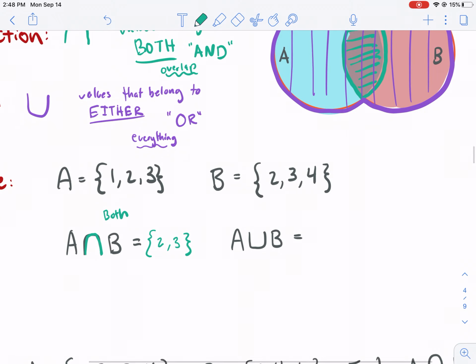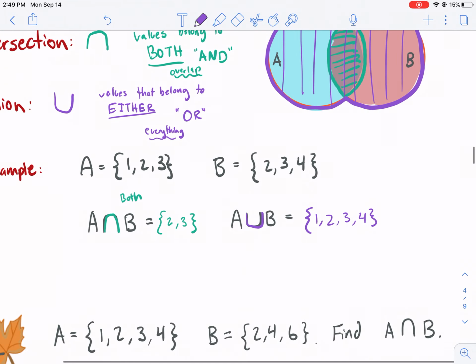Now, we're talking about union. Union, we're talking about or. It has to be in one or the other. We're talking about the set of everything. Union, we're thinking about uniting, everything joined together. So let's get our set ready. 1 is in one of them. It doesn't matter if it's in both, it just has to be in one of them. 2 is in one of them, but we only list it one time. 3 is in both, but we only need to list it one time. And 4 is in only B, but it doesn't matter. We list 1, 2, 3, 4.